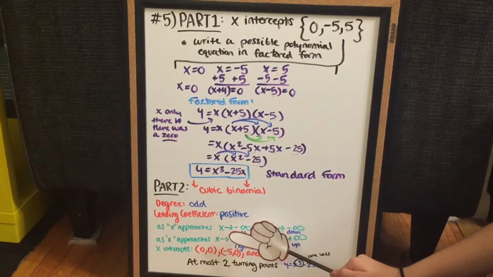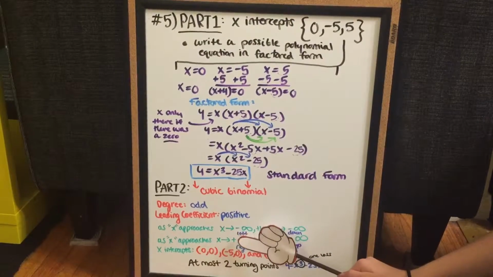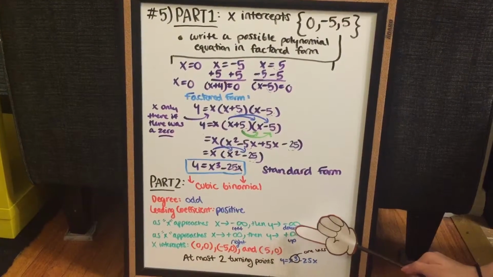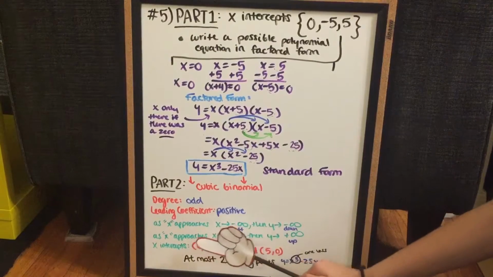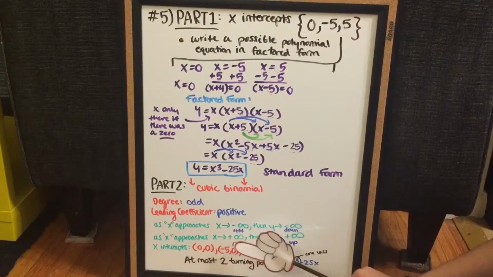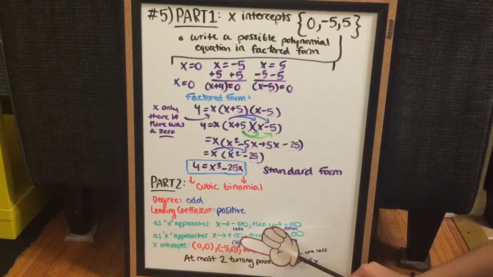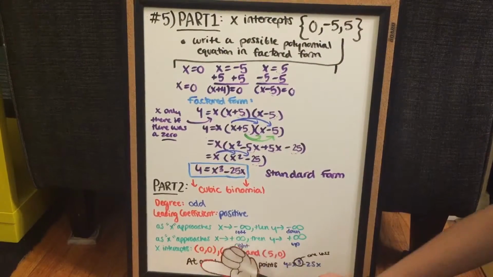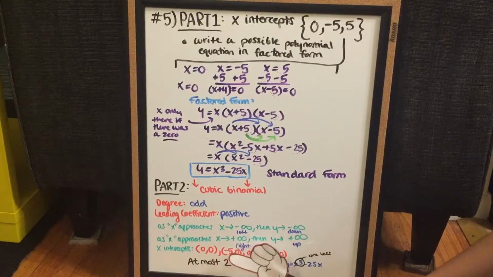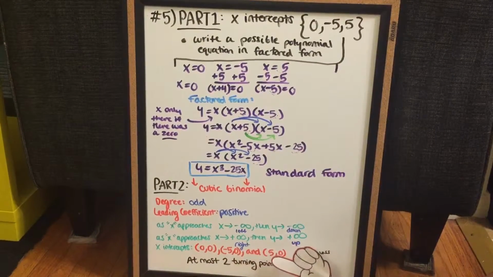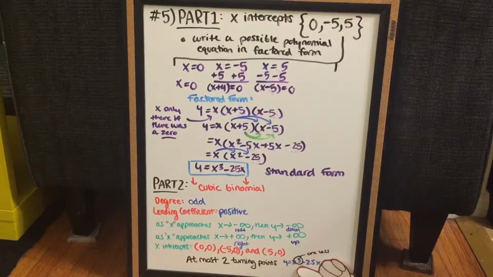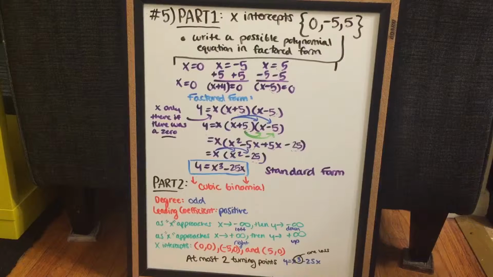And as x approaches negative infinity, left, y is negative infinity also, and down here x approaches positive infinity, and same with y, positive infinity, right and up. And the x-intercepts are (0, 0), (negative 5, 0), and (5, 0), and at most 2 turning points because it's 1 less than the degree.